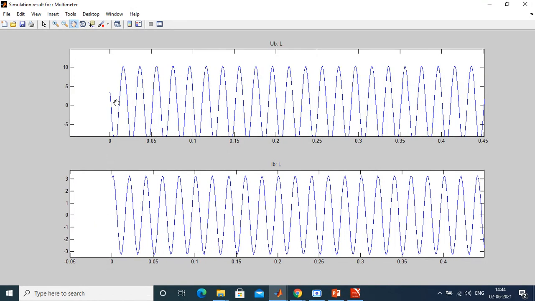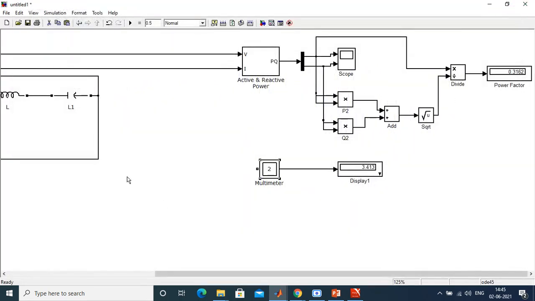At this zero time it is starting from zero, but here it is starting from peak value. So that's why the voltage across the inductor leads the current. Is it right or not? So that's why our current lags the voltage. Clear? So like this you can measure the power factor, real power, reactive power, apparent power, all these things. Okay, so thank you.